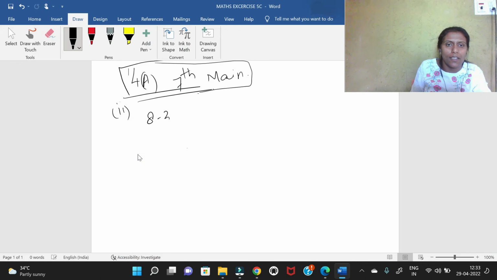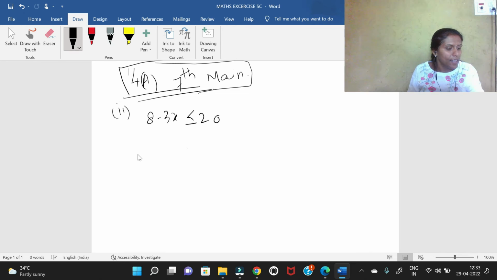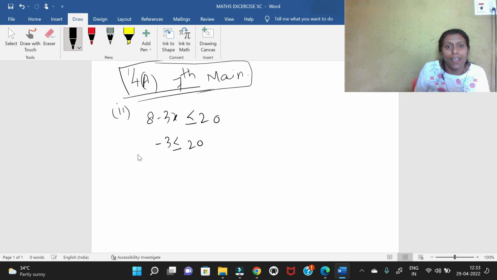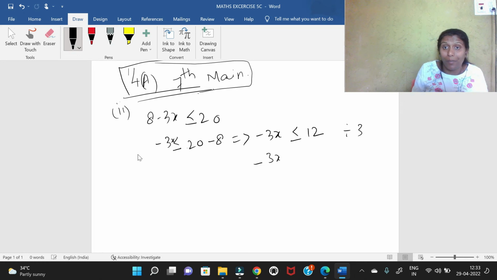8 minus 3x less than or equal to 20. That is my second one. So it is minus 3x less than or equal to 20 minus 8, which is minus 3x less than or equal to 12.